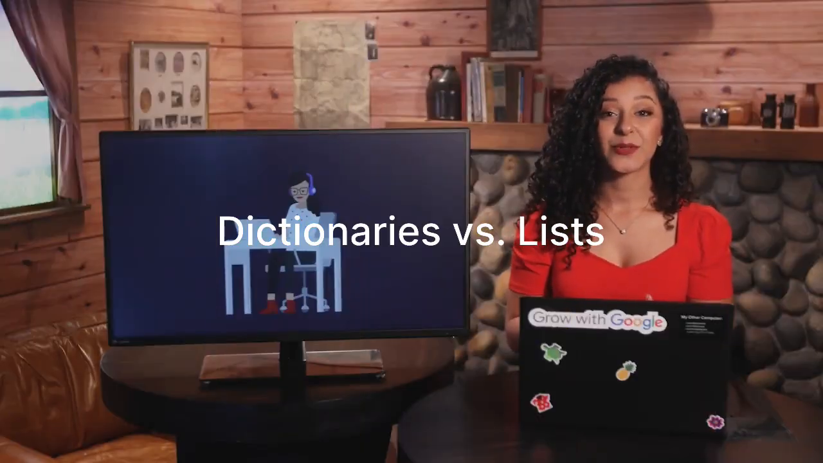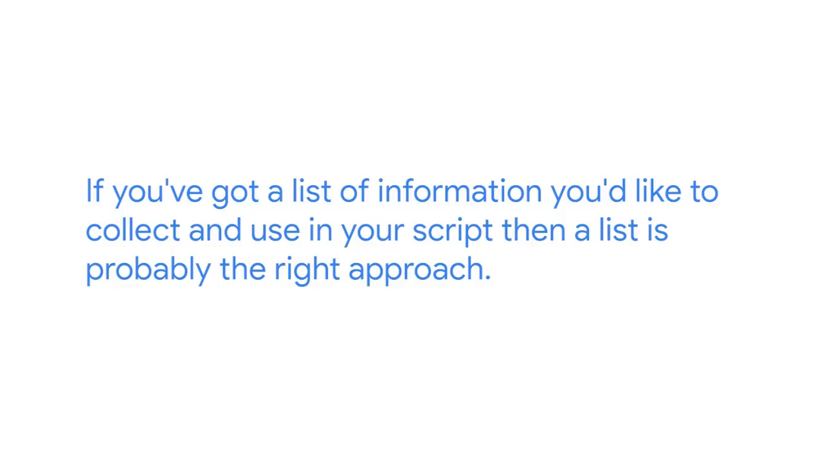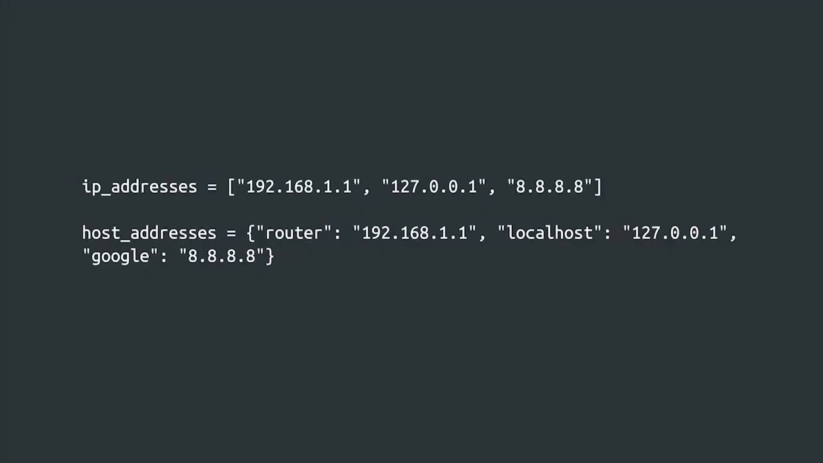Dictionaries and lists are both really useful, and each have strengths in different situations. So when is it best to use a list, and when's a dictionary the way to go? Think about the kind of information you can represent in each data structure. If you've got a list of information you'd like to collect and use in your script, then a list is probably the right approach. For example, if you want to store a series of IP addresses to ping, you could put them all into a list and iterate over them. Or, if you had a list of host names and their corresponding IP addresses, you might want to pair them as key values in a dictionary.